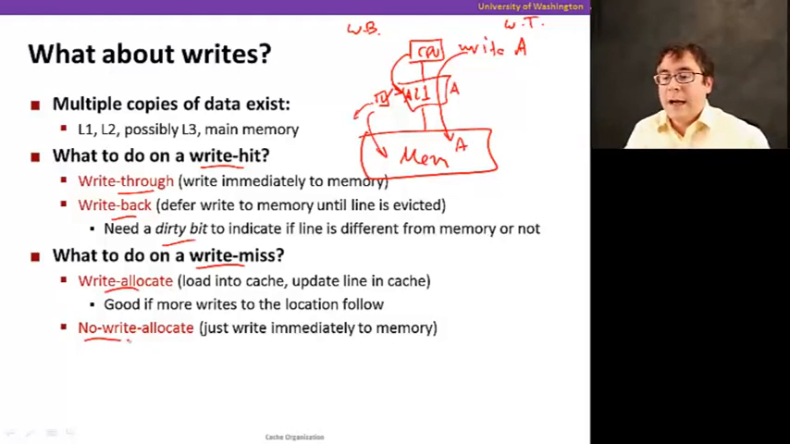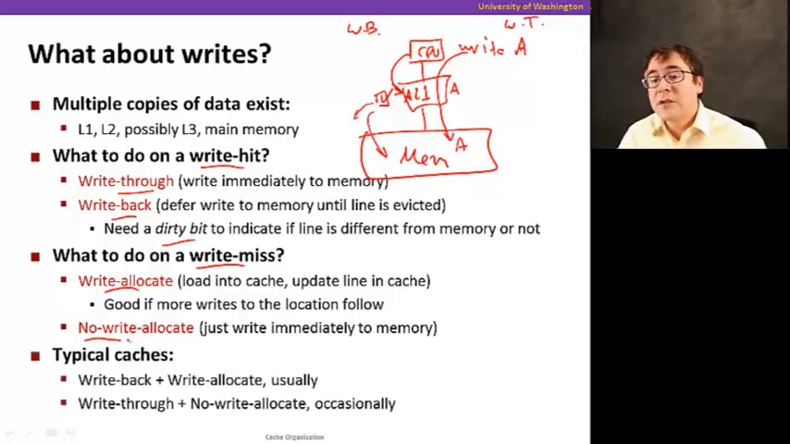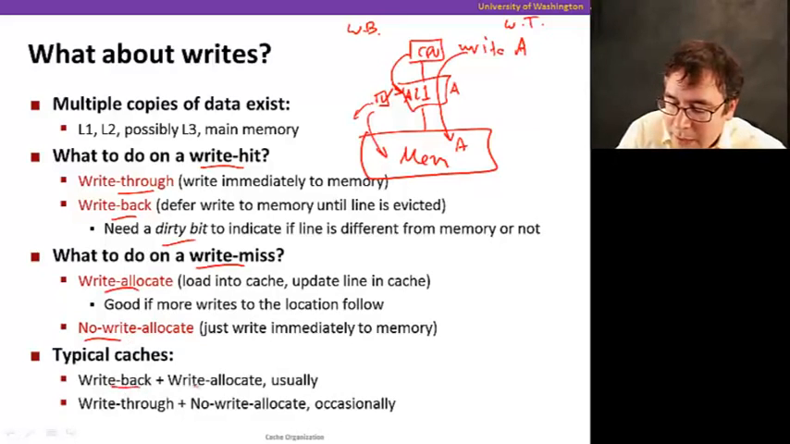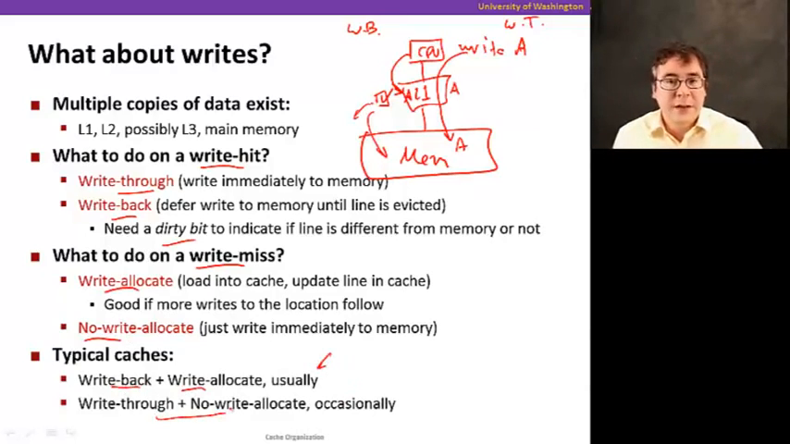Another way that write allocate is useful is if you do a write and later you're going to do a read, that's a good thing because the data is likely to be in the cache. So typical caches are either write back with write allocate. Usually that's a common case, although write through and no write allocate, occasionally you see that, especially in some machines that have multiple processors.